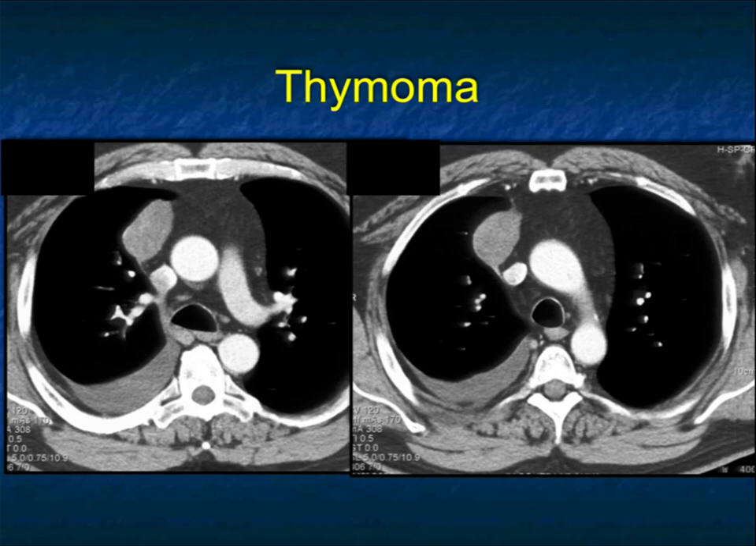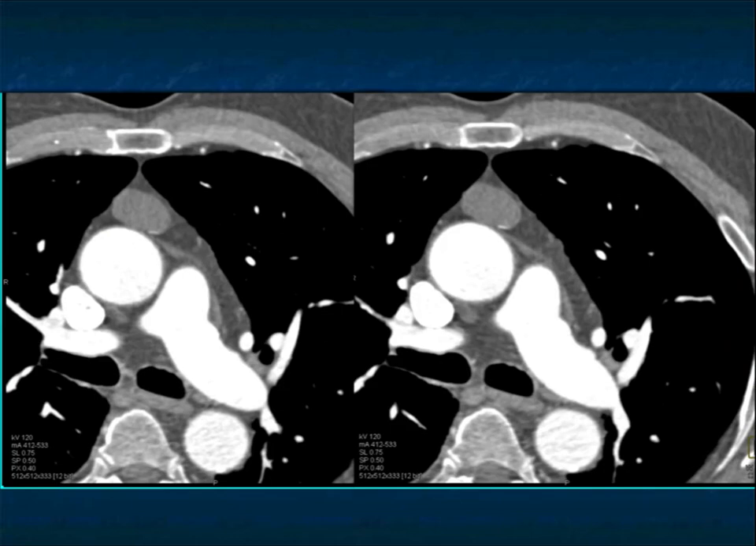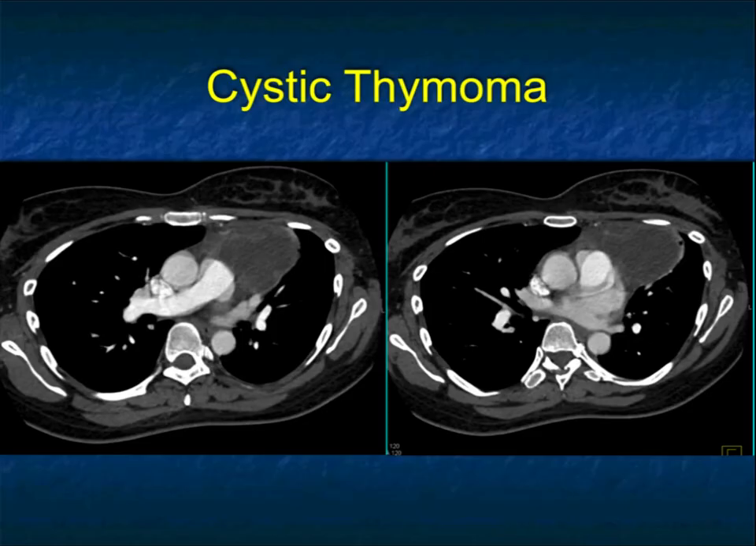Another example, here's a thymoma. Thymoma, anterior mediastinum. They do get implants in the pleural surface, sort of drop mets. It's often eccentric. Thymomas can be solid or cystic. Here's one in the anterior mediastinum, about 3 centimeters, kind of low attenuation, but not exactly cystic. Here's a couple more views of that.